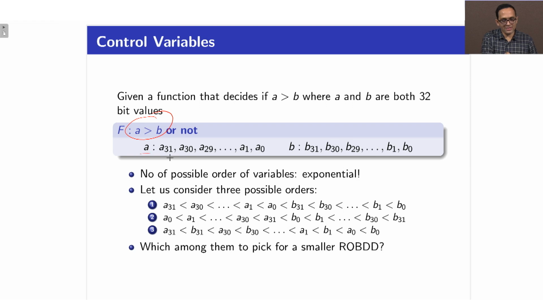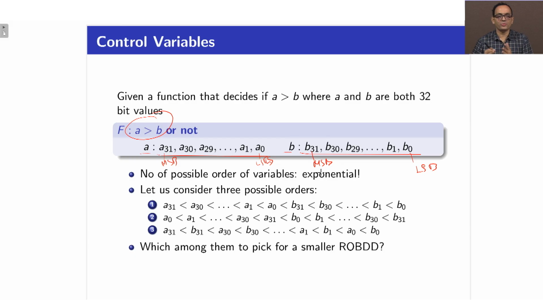Say A has 32 bits, A31 to A0, where A31 is the MSB and A0 is the LSB, and B is again a 32-bit number, where B0 is the LSB and B31 is the MSB. So, I have to create a BDD of 64 variables. You can see there are many orders.